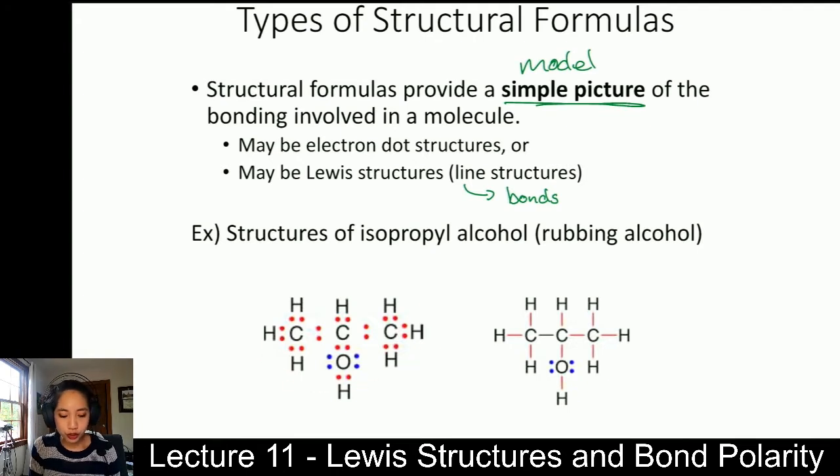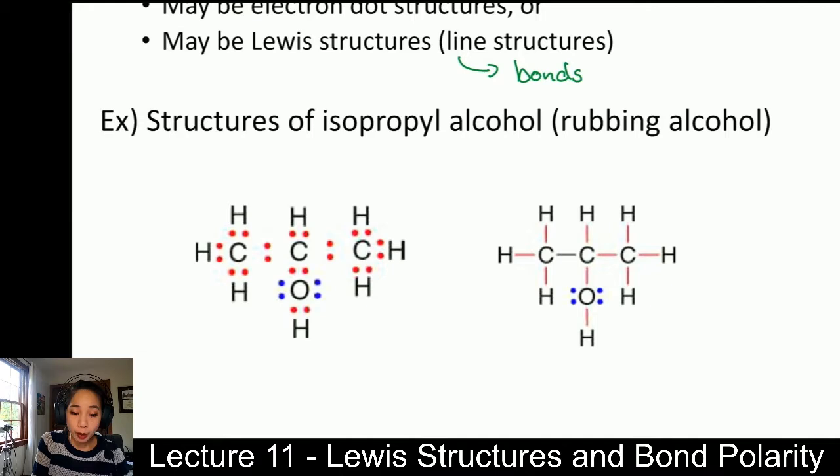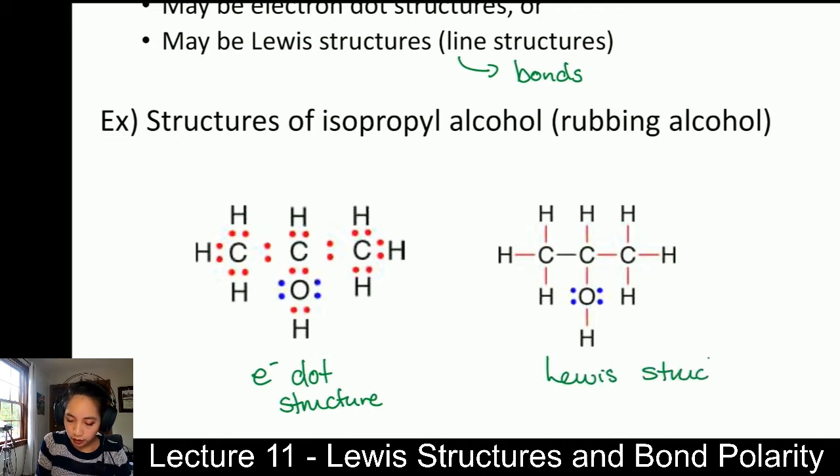So these two pictures show the different structures of rubbing alcohol, or isopropanol, where this left figure, this is our electron dot structure. And the right one, this is our Lewis structure, where instead of electrons, every two electrons is replaced by a single line bond instead. So Lewis structure or line structure. Because no one wants to sit here and draw a bunch of dots. So we're going to represent our bonds with lines instead.